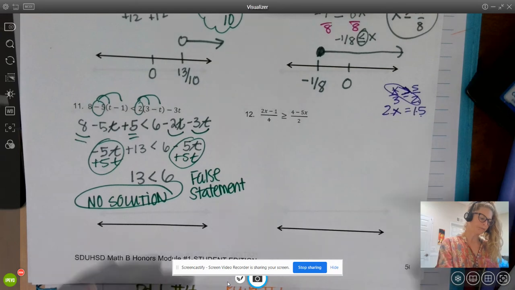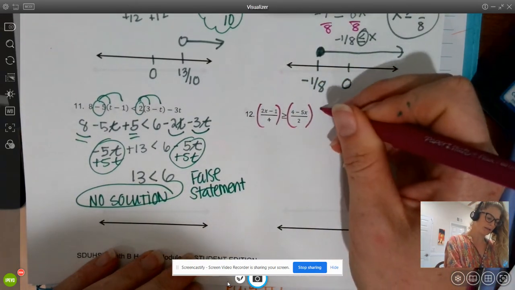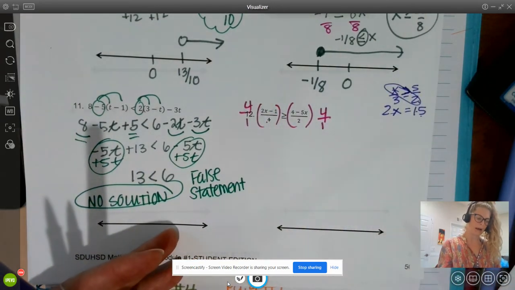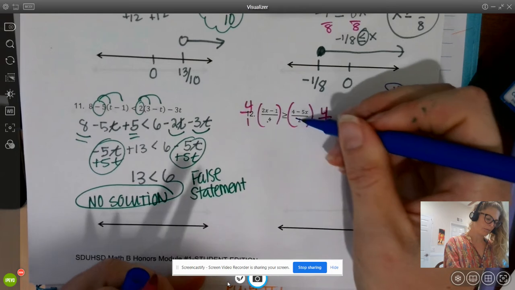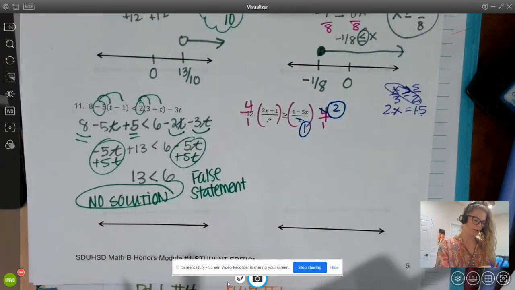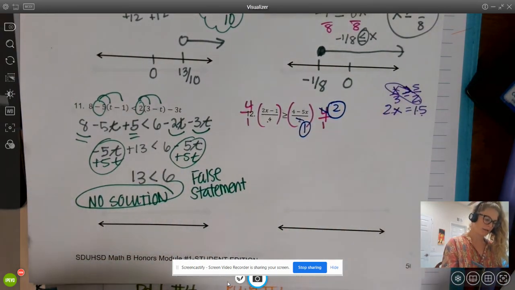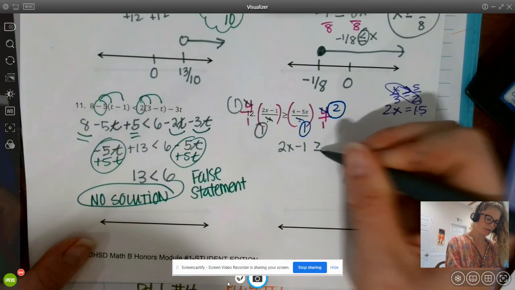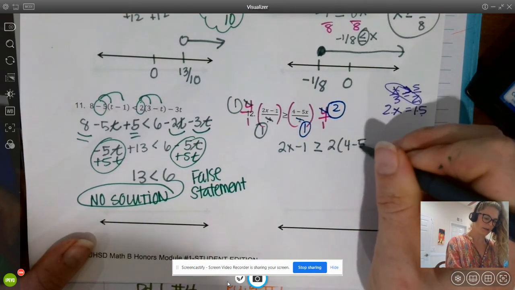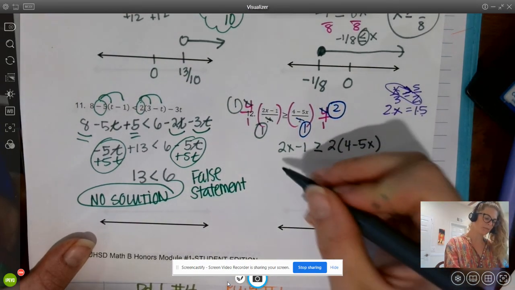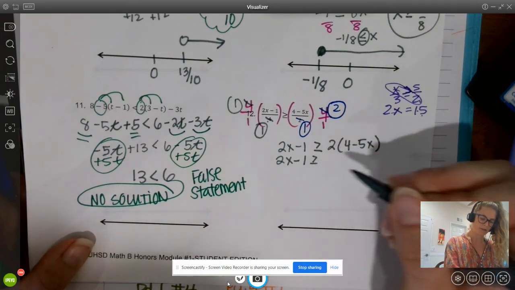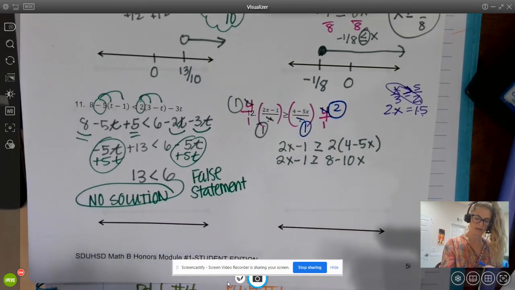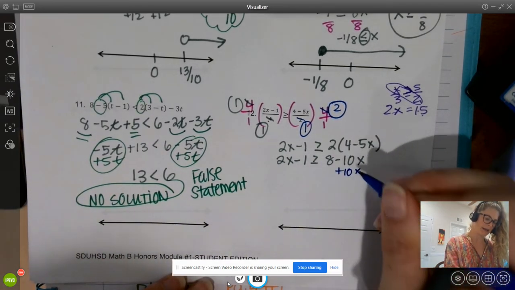I'm going to clear my fraction just because if I multiply both sides by 4, or think about it as 4 over 1, I notice that these 4s cancel out. This 2 becomes a 1 and this 4 becomes a 2. So that's going to help me out a lot because since these 4s are gone, I'm just left with 2x minus 1 is greater than or equal to 2 groups of 4 minus 5x. So from here, I'm just going to do a little bit more simplifying of distributing. 2x minus 1 is greater than or equal to 8 minus 10x. From here, the lesser variable is negative 10x, so I'm going to add 10x to both sides.